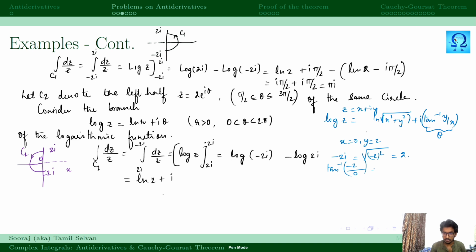Actually, tan inverse of this quantity, right? That is tan inverse of minus infinity. We consider this as 3 pi upon 2. Okay, so as it reaches pi by 2, it goes like this. Again, after pi by 2, it starts from here and comes like this. So when it is 3 pi by 2, it is somewhere like this. Okay, we are considering that way.